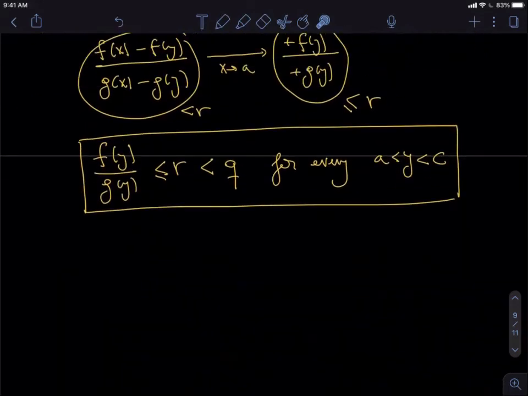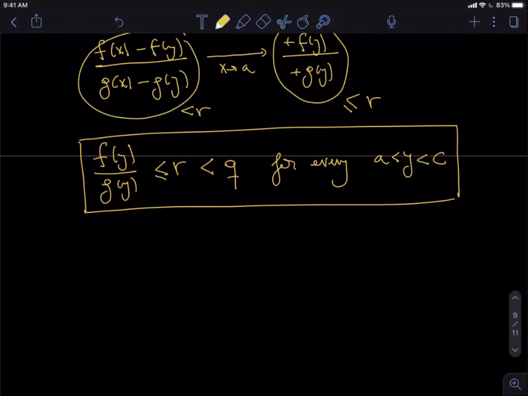Here we have that for every y, now I'm saying y, but it's the same as before, okay, just a change of letter. For every y that is close enough to a, this close enough is given by this number c. There exists some number c. Then f(y) divided by g(y) is less than q.